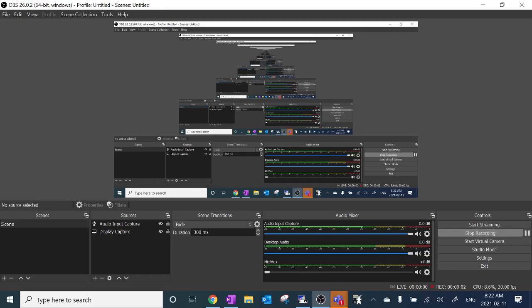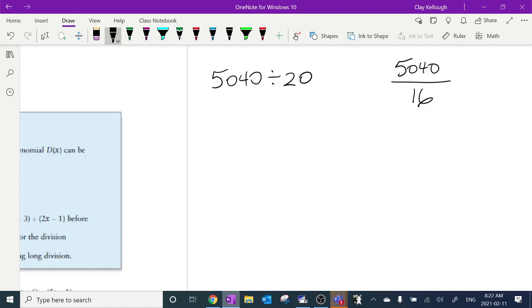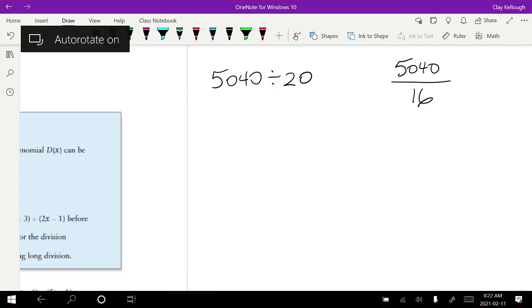Okay, we're live. So today's lesson is basically going to be a little bit of review of some stuff from grade 10 and 11, and a little bit of grade 12 stuff that you haven't seen yet. This stuff pops up in the grade 12 curriculum. First, we're going to talk about division.